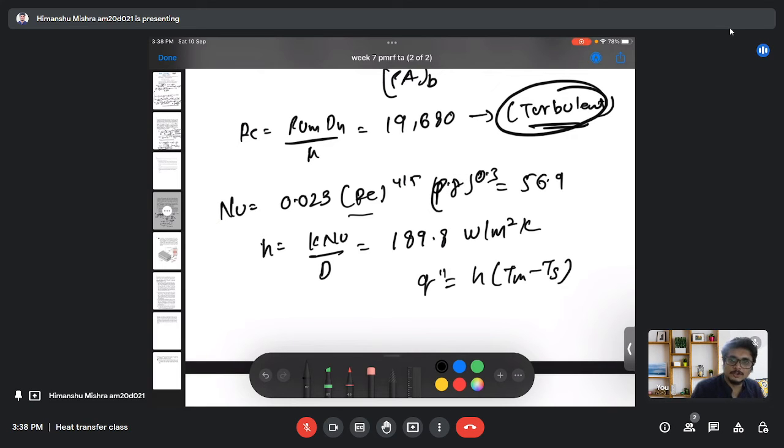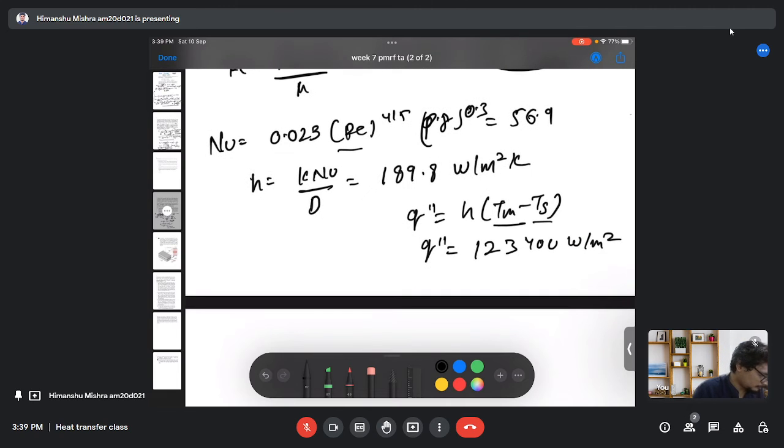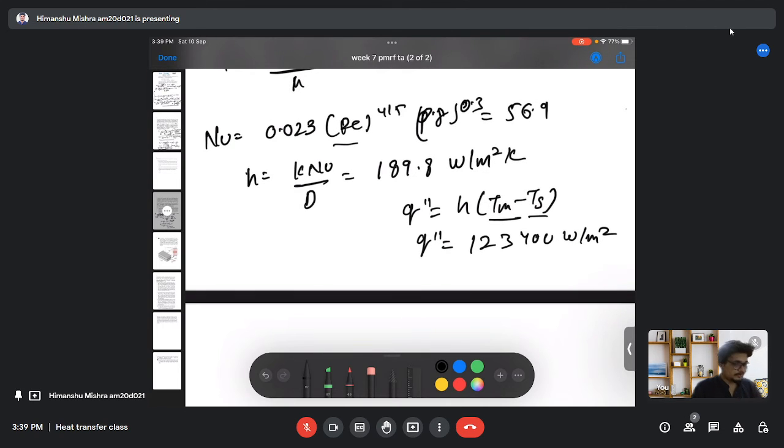Now we just use Newton's law of cooling. We already know the mean temperature and the surface temperature. So this will be my heat flux.